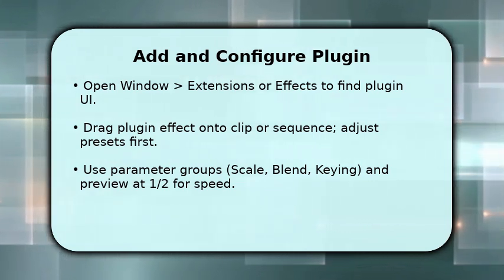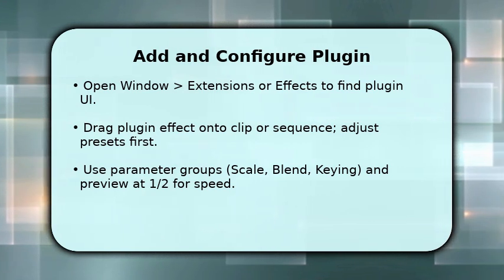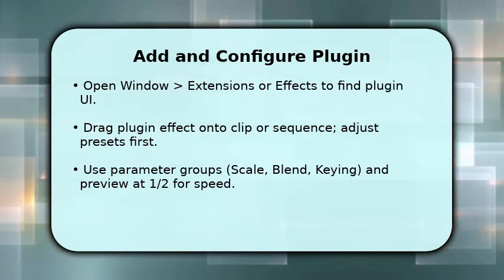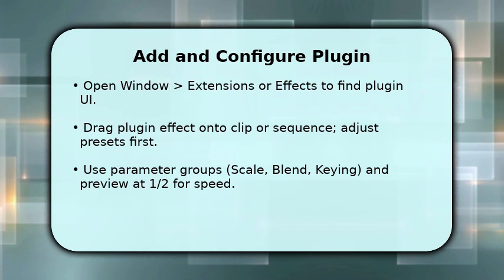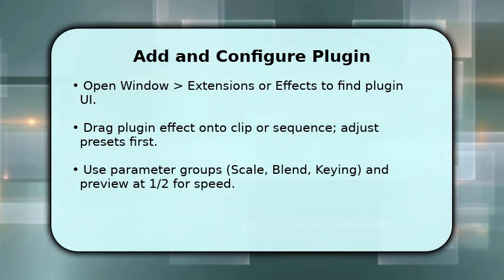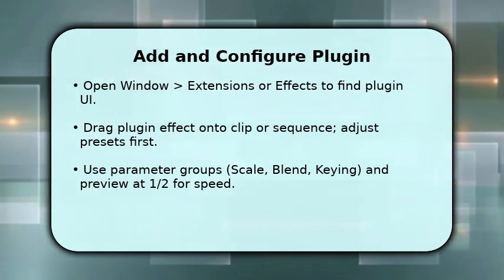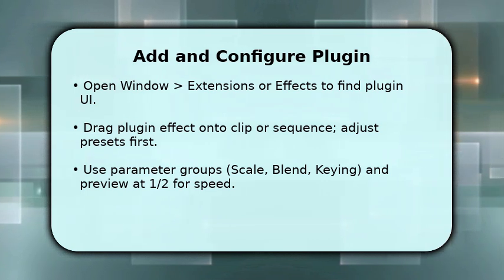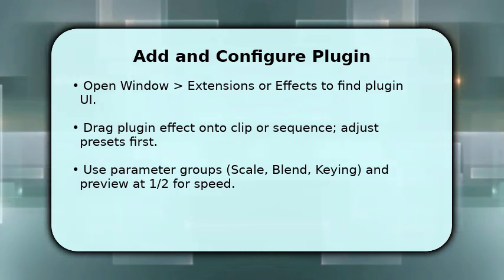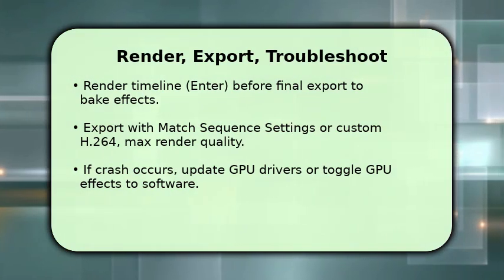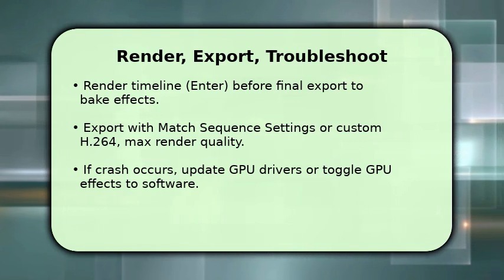Then tweak core parameters, scale, blend, keying thresholds in grouped sections, make incremental changes and scrub the timeline to watch results. If playback stutters, set playback to 1/2 resolution to speed previews while you refine. You'll finalize by rendering and exporting with attention to quality and stability.